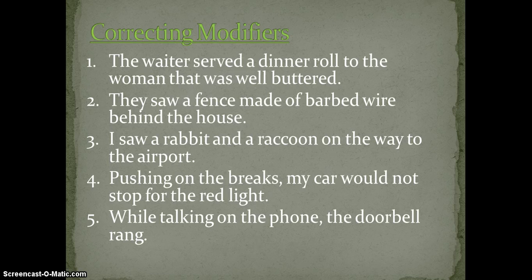So here are 5 sentences that have either dangling or misplaced modifiers. And what I would like you to do is pause this video, go through these sentences, see if you can label them as misplaced or dangling modifiers, then see if you can rewrite them to eliminate those dangling and misplaced modifiers. When you're done, hit start again and I will go over these with you. So once again, go ahead and pause the video. Now that you are finished, let's go ahead and take a look at these 5 together.